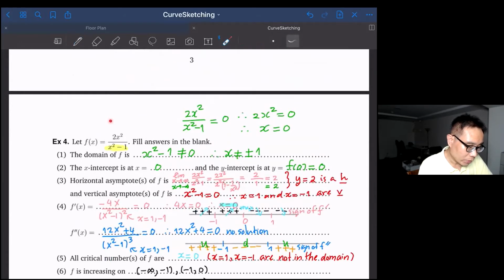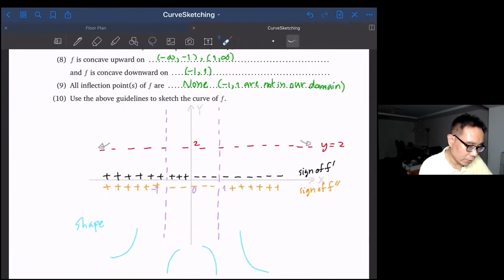So when x equals 2, you see that it's going to be negative 2 squared over 3, so about 8 over 3. 8 over 3 is going to be above y equal to 2. And you know that when x goes to negative infinity, it tends to 2. You may ask me, why don't you have something like this? Can we have something like this?